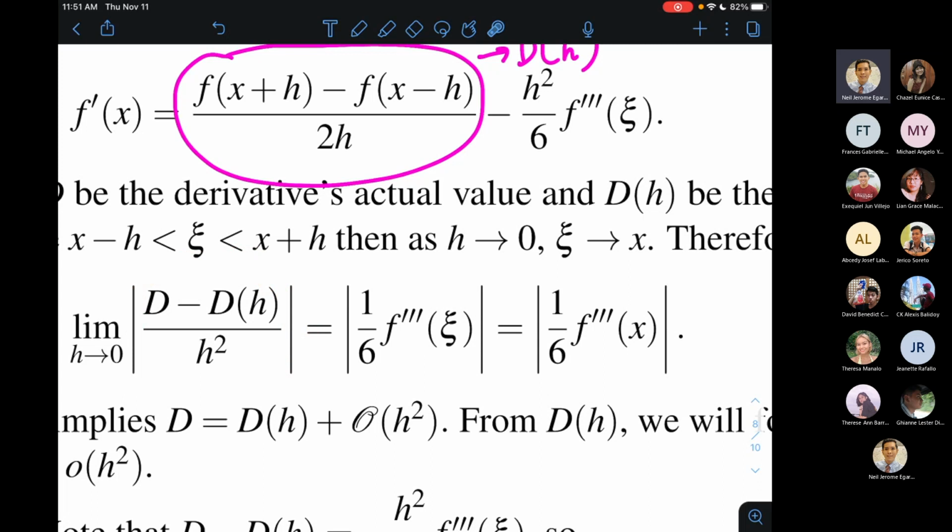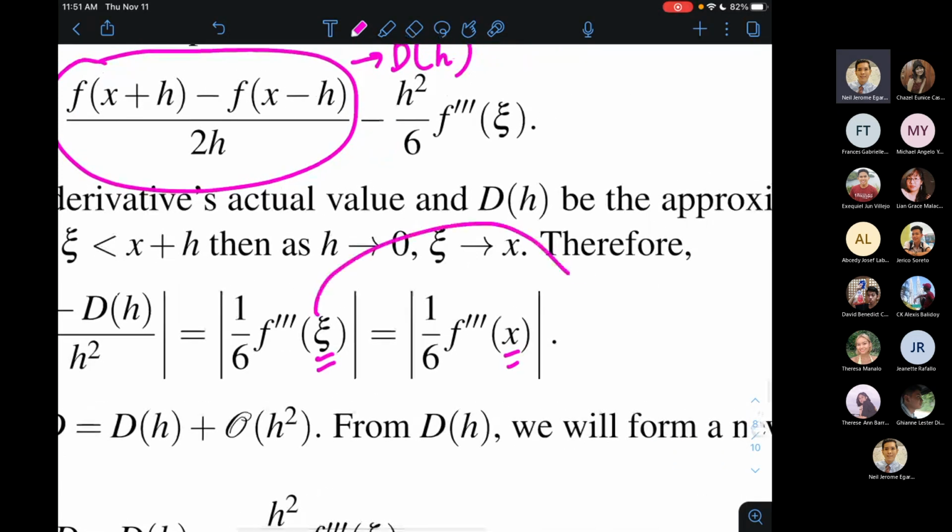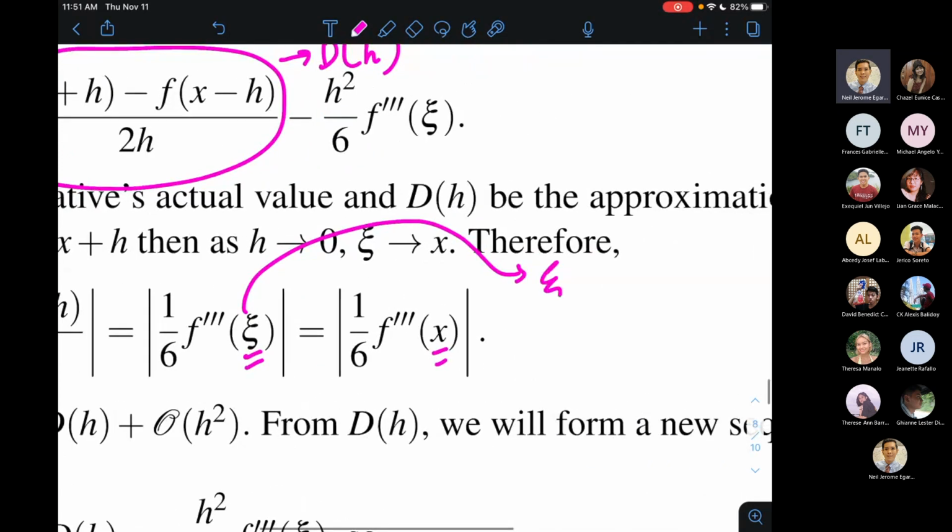Okay? Now, why did I write here that it is equal to C? Well, remember f triple prime of x. Why was I able to exchange C by x? Well, remember that C is a number between x minus h and x plus h. We don't know what the exact value of C is. We only know which interval it lives in.